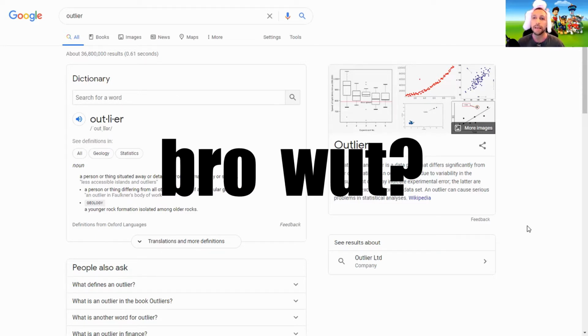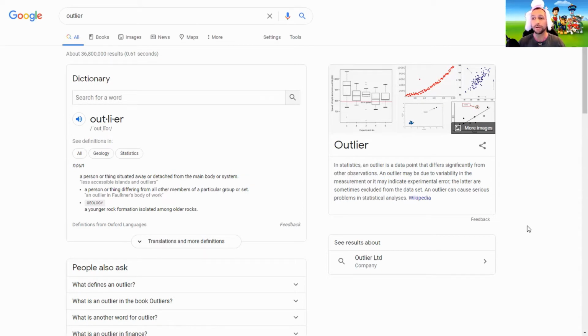Bro, what? So here, the rudimentary English definition may be useful. A person or thing situated away or detached from the main body of the system. All right, I can work with that.